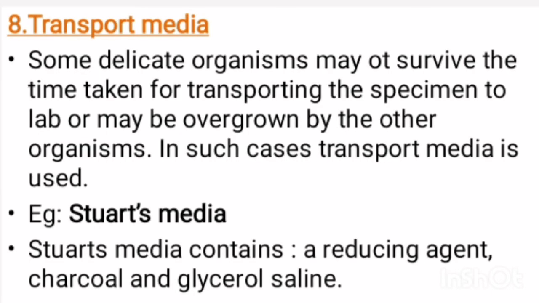Eighth type of media is transport media. Some organisms cannot survive the time taken for transporting the specimen to the lab. In such cases, a special media is used for transporting the specimen. Okay, example, Stuart's media.